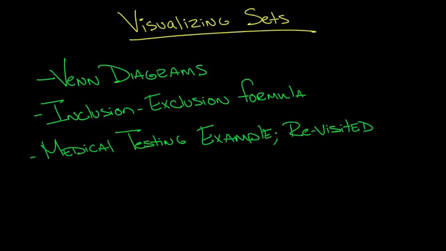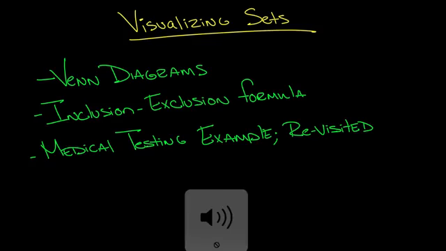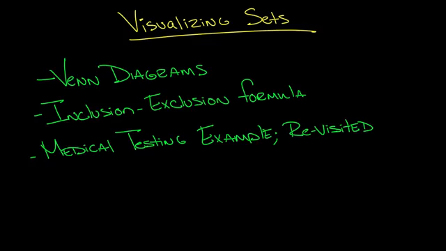Welcome back, everyone. We're going to finish up our suite on set theory by giving you a neat way to visualize sets, something called a Venn diagram. What I'll do is start by going over what Venn diagrams are and what they're used for. One of the neat tricks we're going to do is prove something called the inclusion-exclusion formula, which tells you how big the union of two sets is in terms of the sets and their intersections. And then we'll revisit our medical testing example just to see how Venn diagrams work.